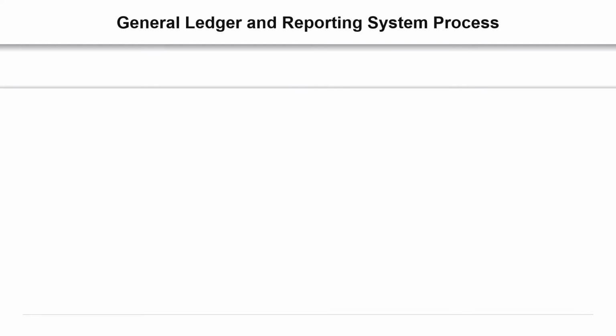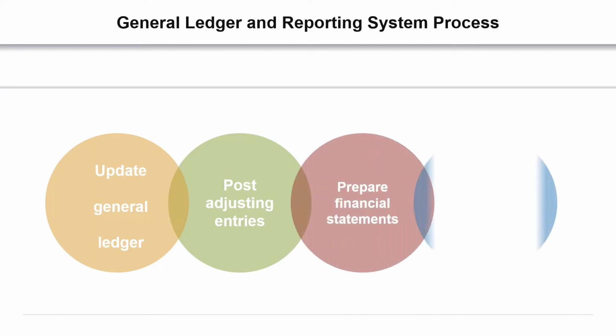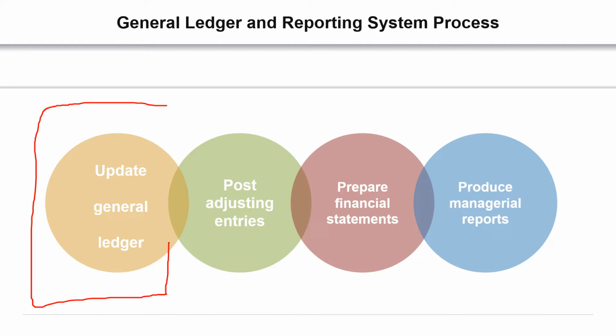Okay? So we start with general ledger and reporting system processing. The main activities are first updating the general ledger, posting the adjusting entries, preparing financial statements, and producing managerial reports. And please take note that updating the general ledger happens in the previous cycles in the TPS, or the transaction processing system.